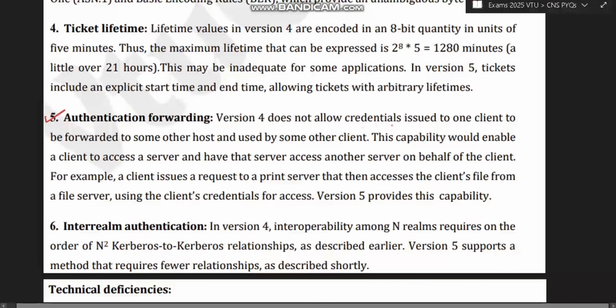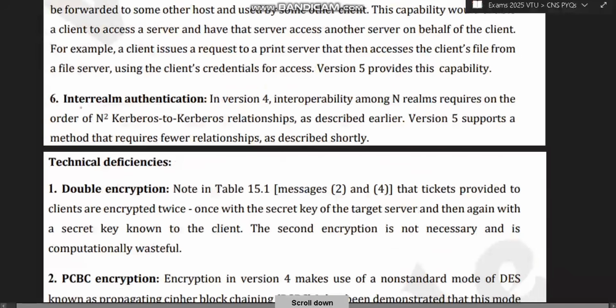Next is authentication forwarding. Version 4 does not allow credentials issued to one client to be forwarded to some other host, but version 5 provides this capability. And the sixth one is inter-realm authentication. In version 4, interoperability between n realms requires on the order of n squared Kerberos-to-Kerberos relationships, but version 5 supports a method that requires fewer relationships, so it is easier to establish an interoperability relationship between two Kerberos.